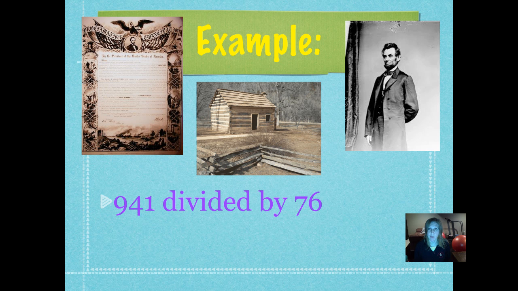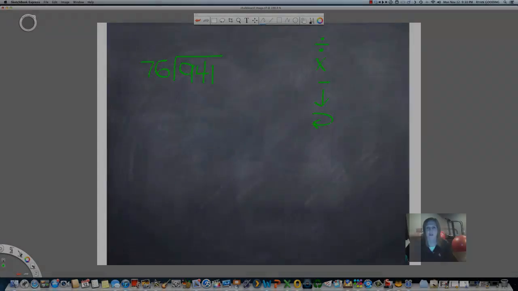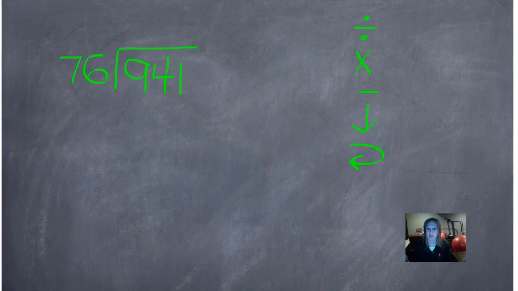Here's our first example, 941 divided by 76. Let's go ahead and work this together. I wrote the steps down the side: divide, multiply, subtract, bring down, start all over. We start by asking ourselves, does 76 go into 9? You can't go into a room that's smaller than you are. 9 is definitely smaller than 76, so we're going to put an X over it. We don't want to use that space at all.